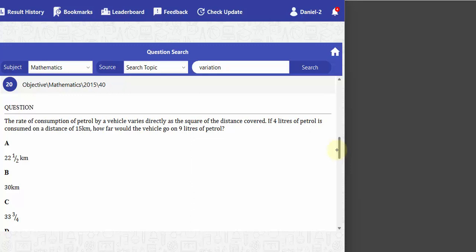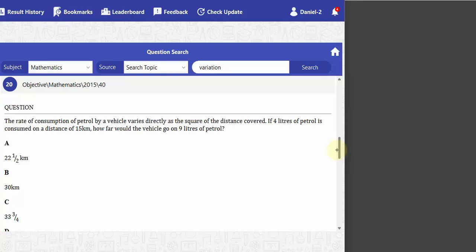So the first thing we want to determine is what type of variation this is. So let's look at it. The question says varies directly, right? Since we can clearly see that it varies directly, that's the statement made. It means this is a direct variation. So what are the two variables we are comparing?